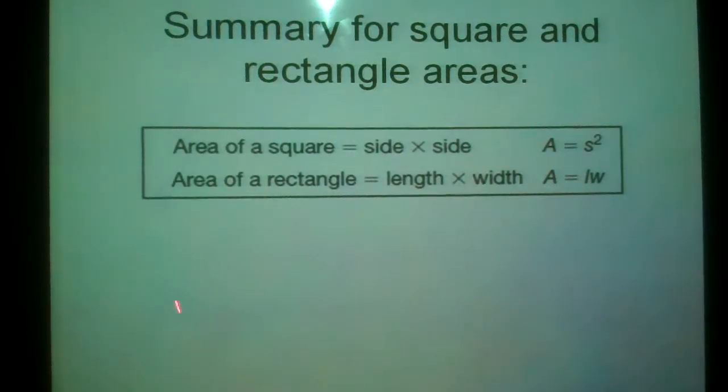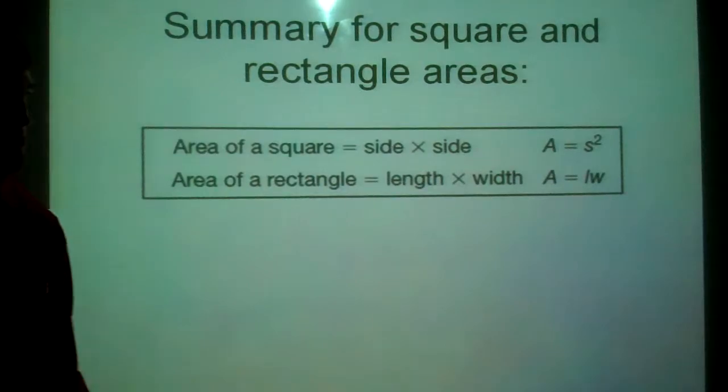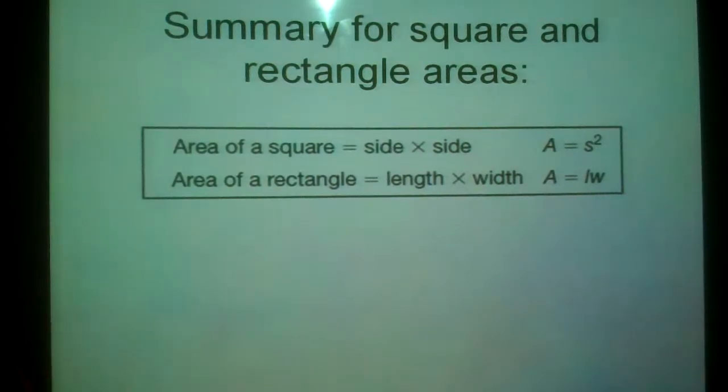So here are two of our areas here for a square and a rectangle. Area of a square, side times side, or area equals the side squared, S times S. Area of a rectangle, length times width. And both of those formulas are in my room, and the students can use those to their advantage, even on a test.